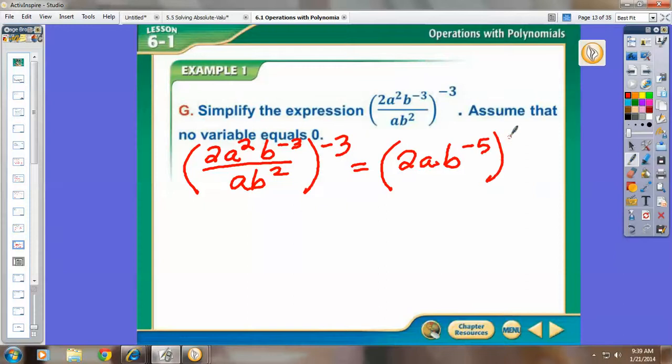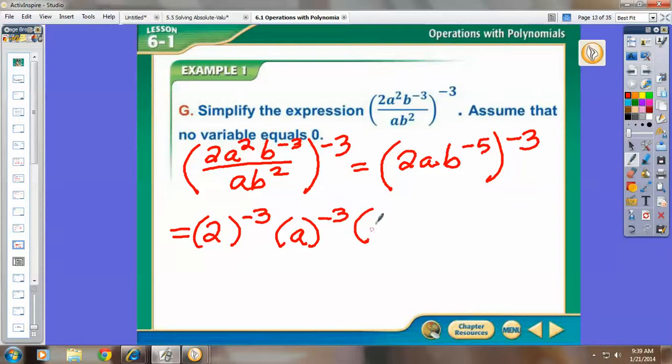You could, at this point, change floors with that b if you wanted to, but I'm going to wait because it's going to work out really nice, actually. Now, parentheses is taken care of. Exponent. What am I going to do to that negative 3? I'm going to distribute it. Everything is going to be taken to the negative 3 power. So we have 2 to the negative 3 power. We have a to the negative 3 power. And we have b to the negative 5 to the negative 3 power.